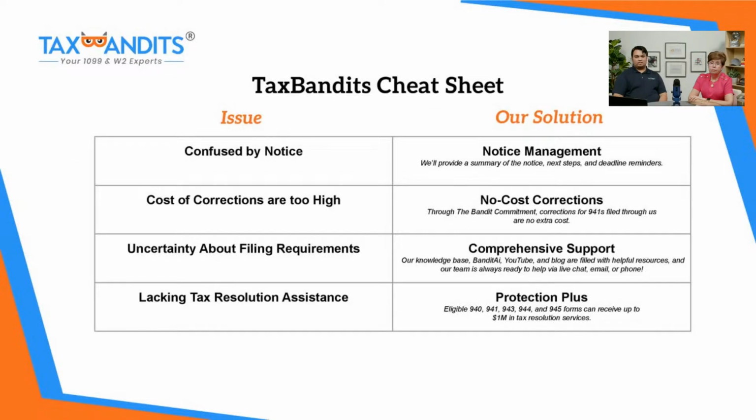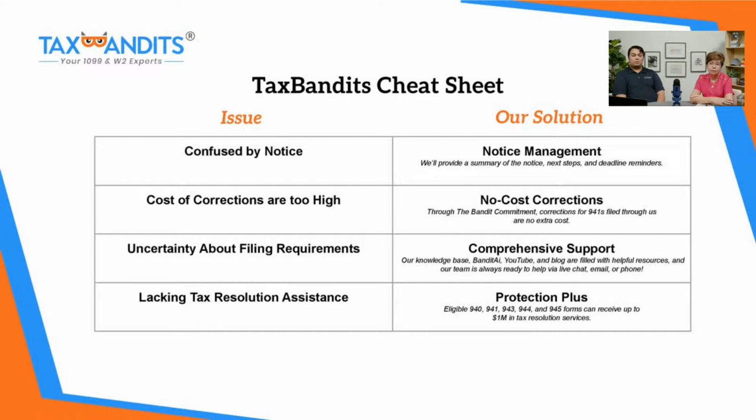And then we've got a little cheat sheet here. This is just to summarize everything that we've discussed. If you've got any confusing notices, we do offer a notice management feature within Tax Bandits where you can upload the notice. And like Andrea was saying, if there's one that we don't currently have or support, you can reach out to our support team and let us know so we can work on improving that. The cost of corrections: with our Bandit commitment, we have no cost corrections. If you file a 941 with us, you can do a 941X at no charge.